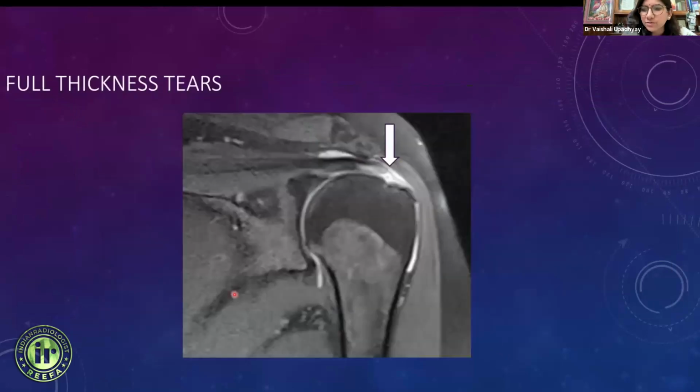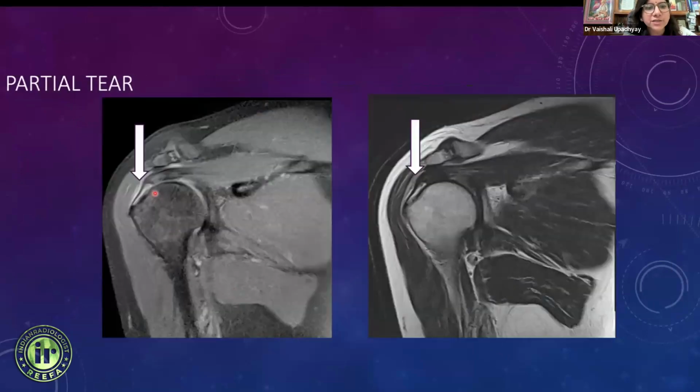Now, this is a larger partial thickness tear. Only some fibers are seen attached, but the depth of the tear is more. You can compare this with the corresponding T2 image also, right? So some are smaller tears and others are larger. I will be talking about the size, where I'll tell you the exact dimensions we use.